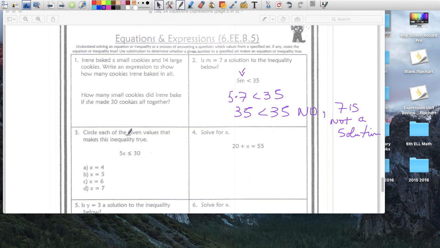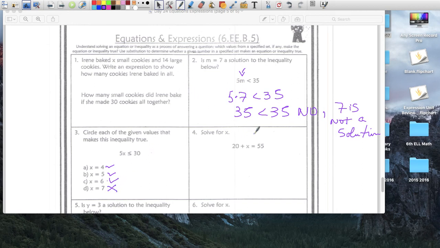Circle each of the given values that makes the inequality true. Again, here it's 5 times x is less than or equal to 30. What if it's 4? 5 times 4 is 20, yes. 5 times 5 is 25, is that less than or equal to 30? Yes, so that works. 5 times 6 would be 30. Is that less than 30? No, but is it equal to 30? Yes, so that works. 5 times 7 is 35, and 35 is definitely not less than 30, not even equal to 30. So the last one is out.